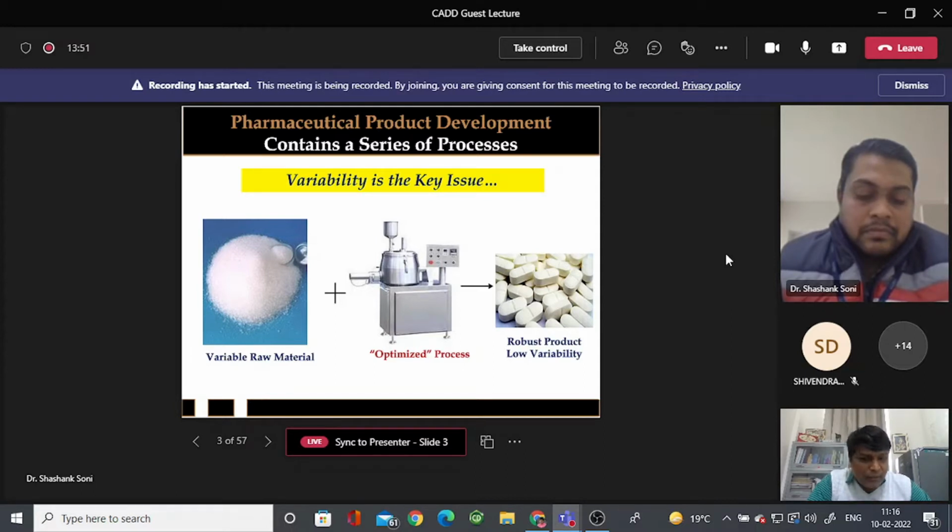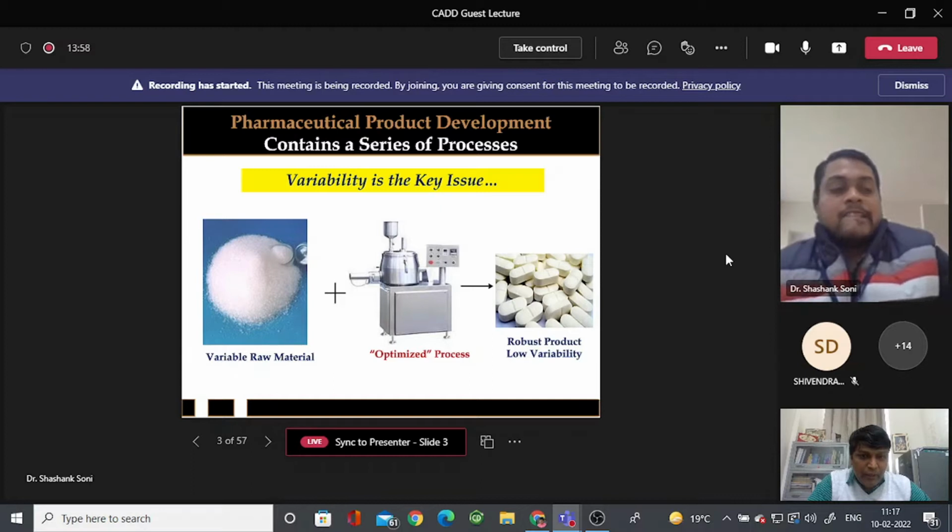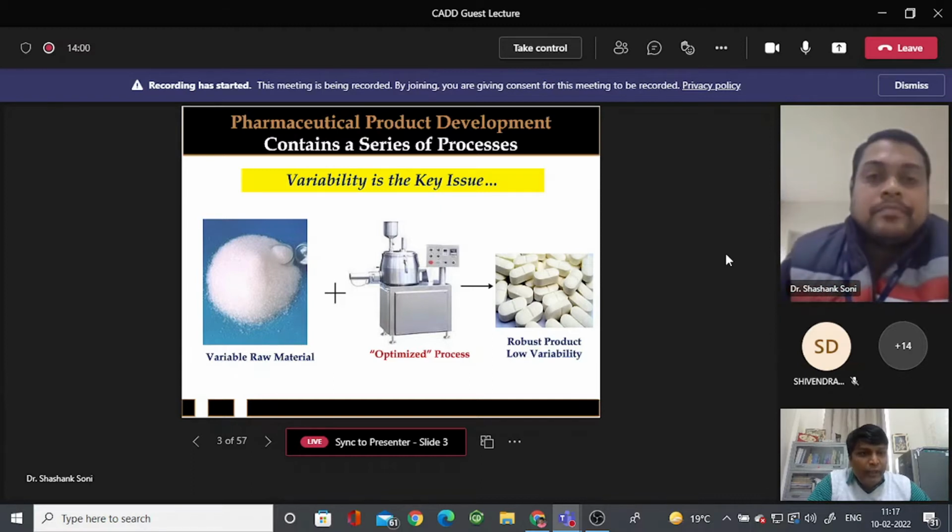The first thing is drug. The drug has many variables. The particle size of drug can be a variable. The level of the impurity can be a variable. The crystalline structure of the drug can be a variable. There can be n number of variables in drug only.